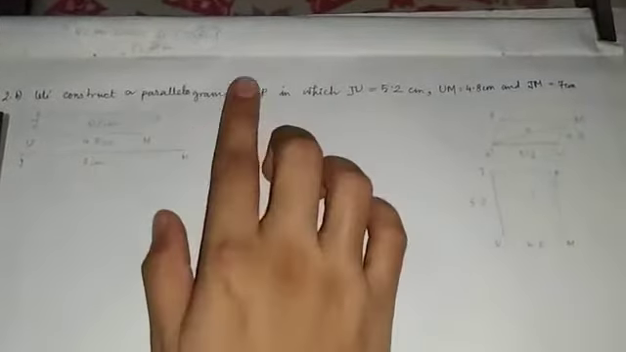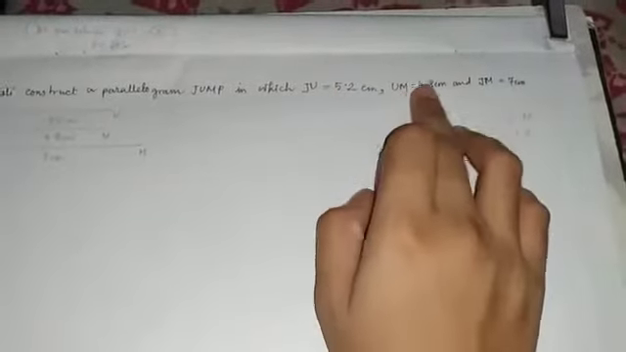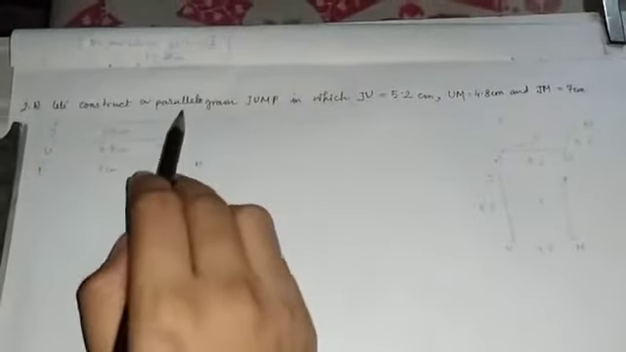Now see question number 2b of workout 21. Let's construct a parallelogram JUMP in which JU is 5.2 cm, UM is 4.8 cm, and JM is 7 cm. You can see here 3 conditions are given. But no, here 5 conditions are given because the name is given here, that is parallelogram.